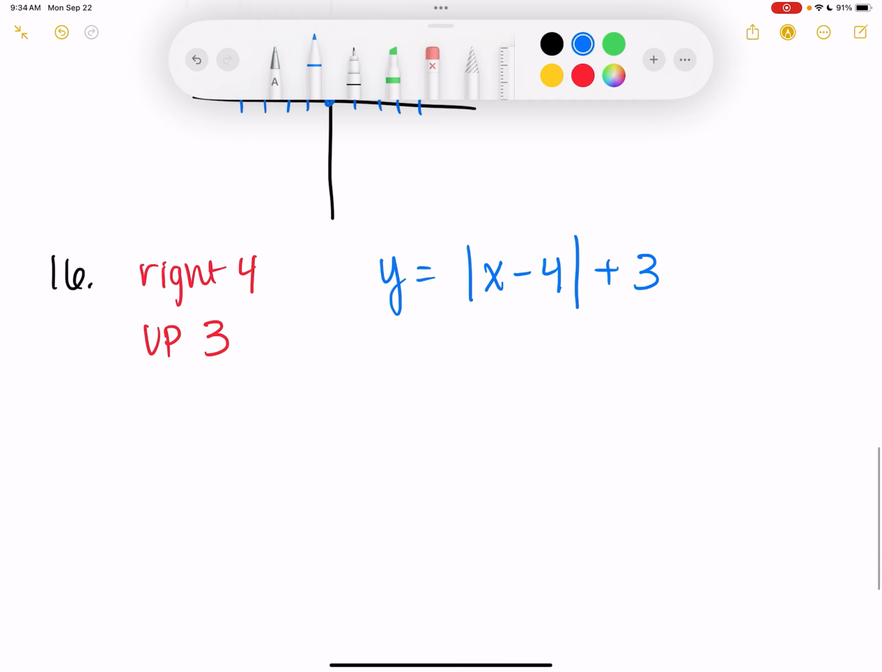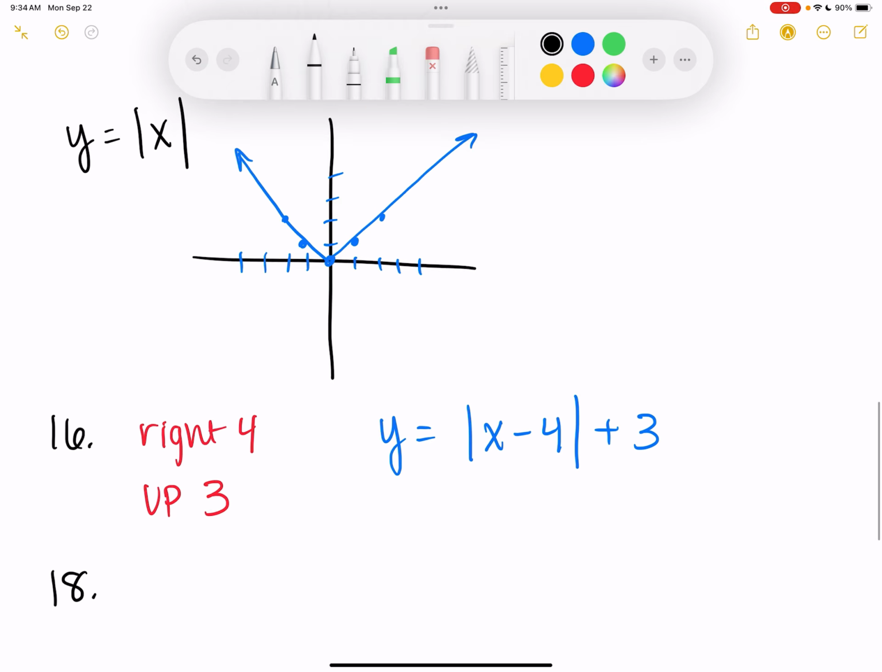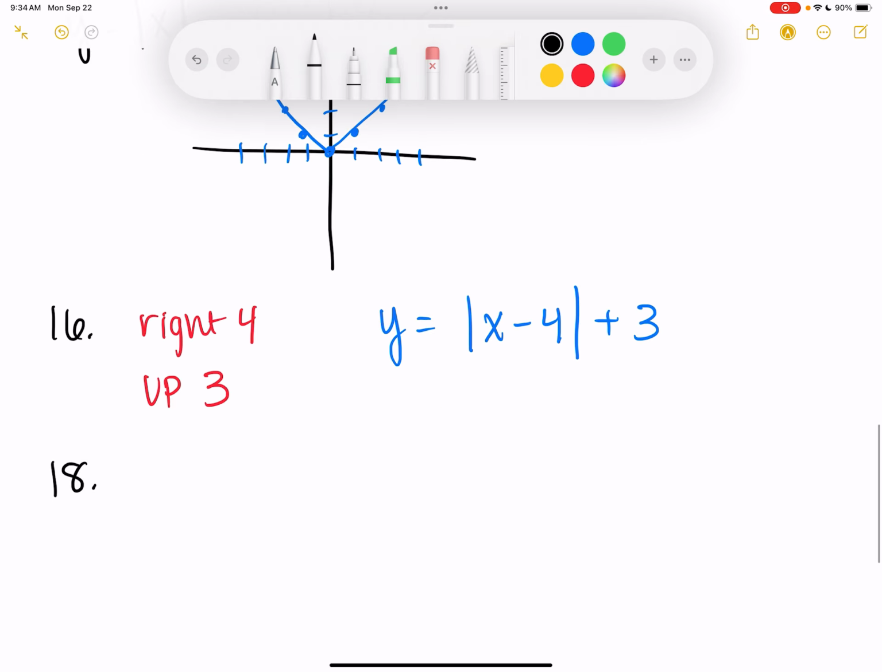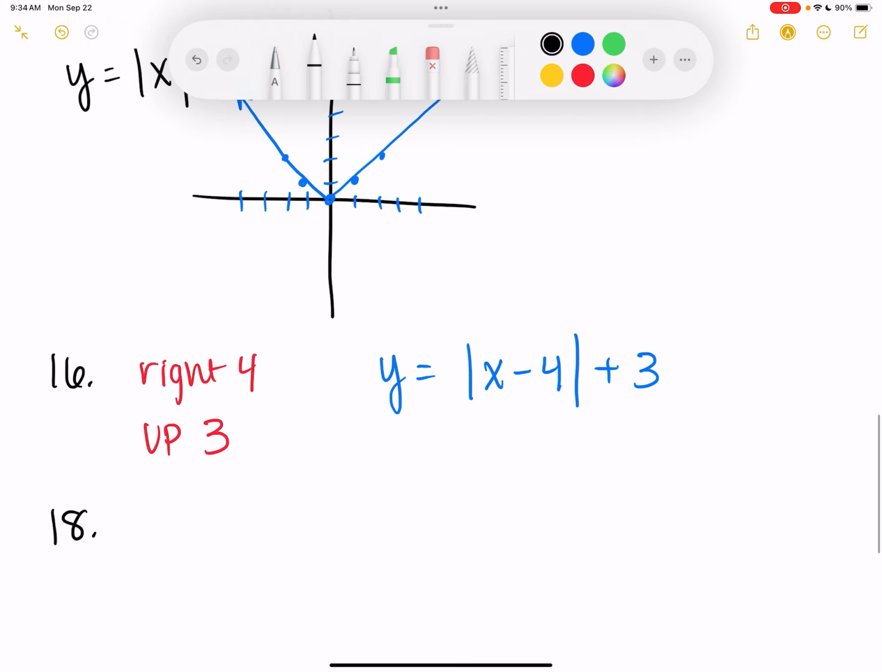18. On this one, what do you notice about this graph compared to my normal absolute value graph? It's a bit stretched. Oh, it's down. It's not stretched. It's just open down, so it's reflected.